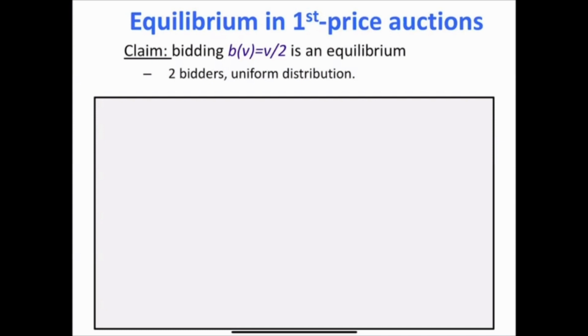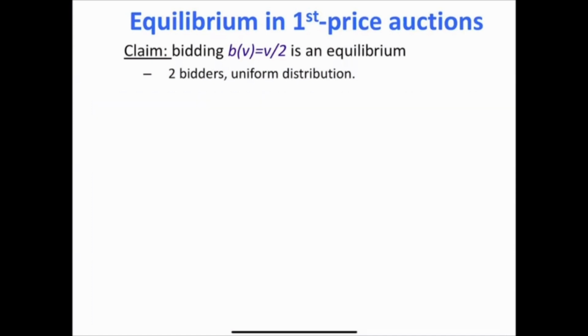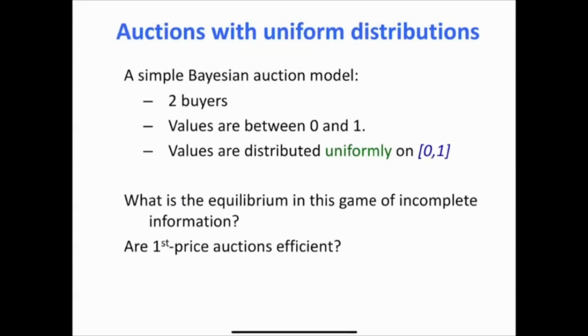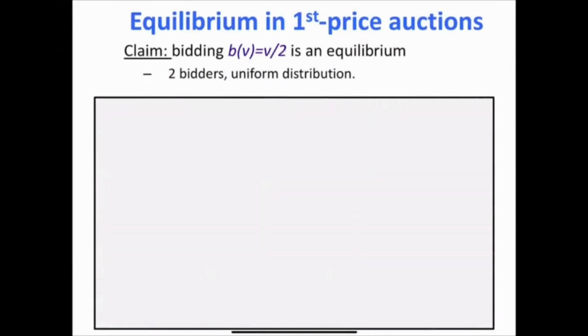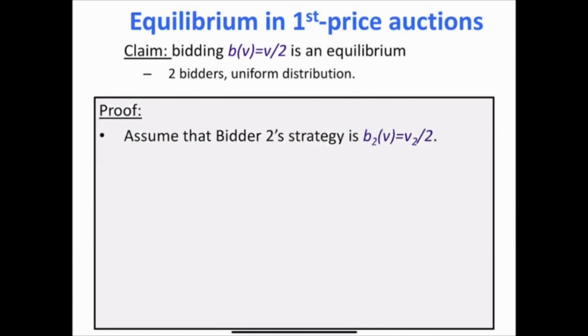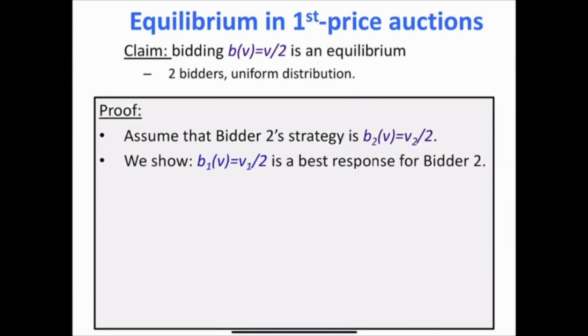So let's just look at the theory here. We first look at a very simple setting: we have two players, and the intrinsic value is uniformly distributed between 0 and 1. Let's see what's going to happen. We first want to show that in this case, people tend to bid lower. In this case, let's say bidding half of the intrinsic value is in fact one equilibrium. So let's prove this. Assume the bidder 2 strategy is to bid half of the intrinsic value.